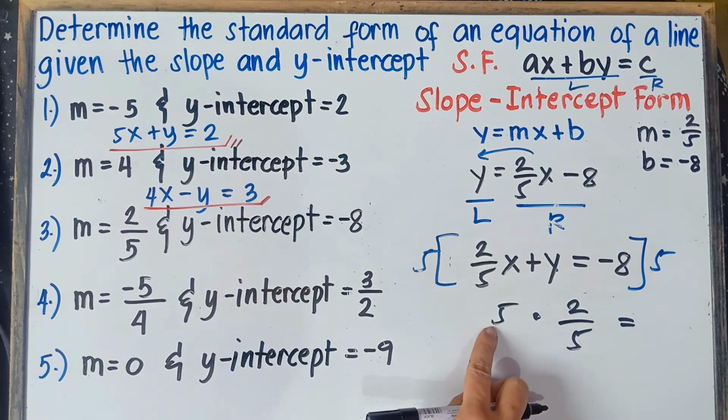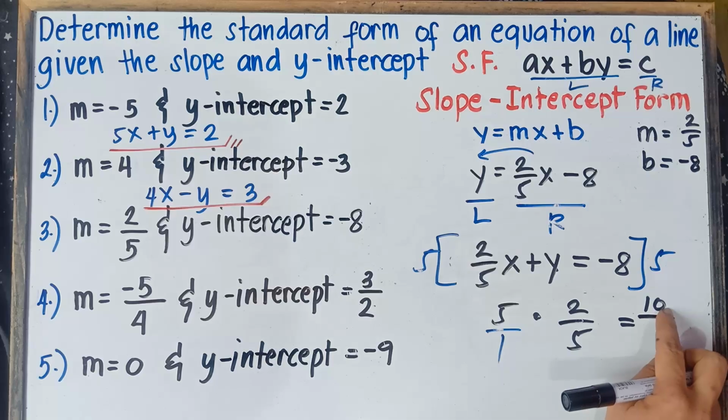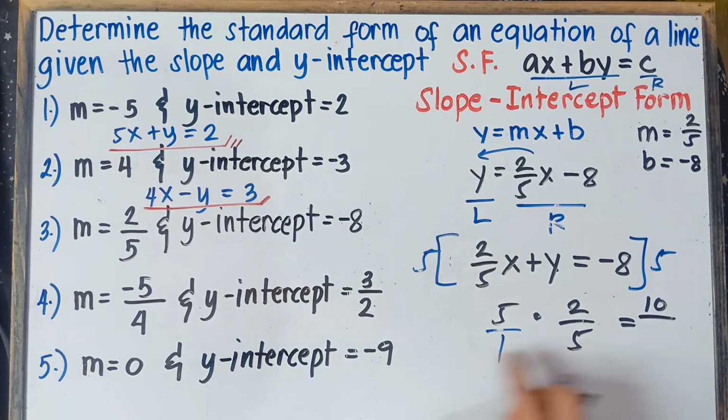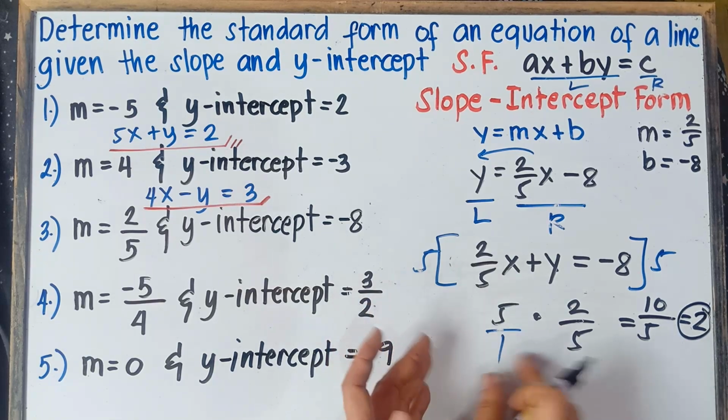Any whole number, understood, has a denominator of 1. If you want the long method, 5 times 2 would be 10. Multiplication of fractions: multiply the numerators, 5 times 2 is 10, and multiply the denominators, 1 times 5 would be 5. Simply divide 10 by 5, which is equal to 2. The answer, class, is a whole number, 2. It will take time if you do it this way, the long method.